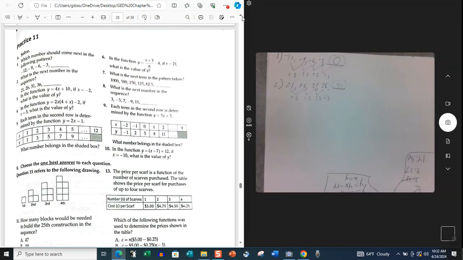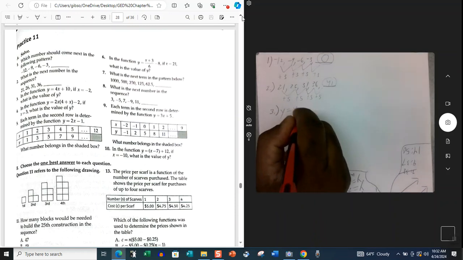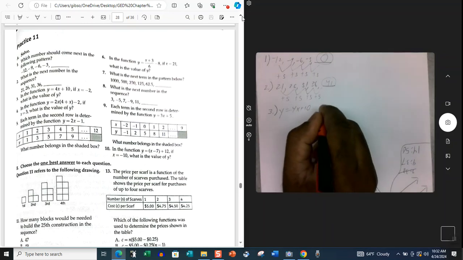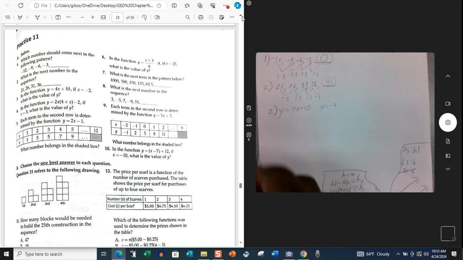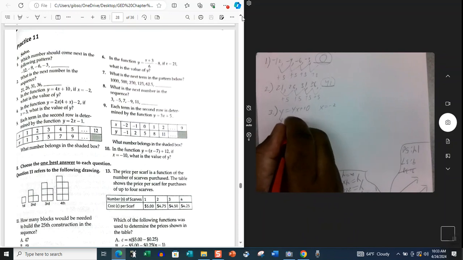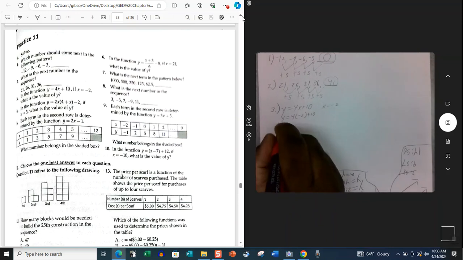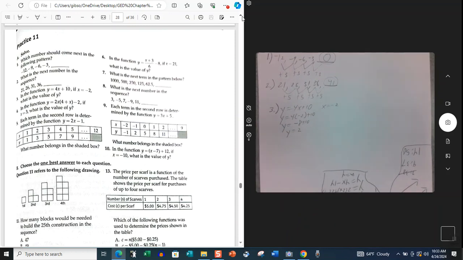All right. Now we move on to problem number 3. In the function y equals 4x plus 10, it says if x is negative 2. So we're going to substitute in negative 2 for x. So we have y equals 4 times negative 2 plus 10. So we have y equals 4 times negative 2 is negative 8 plus 10, and y is 2.